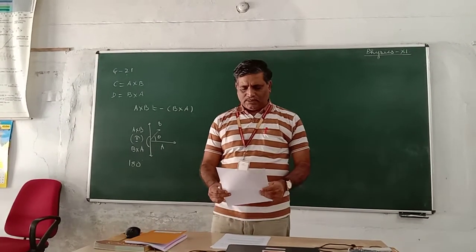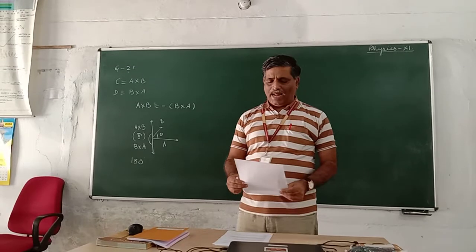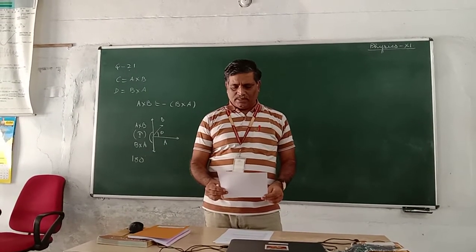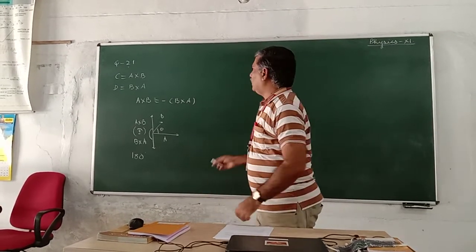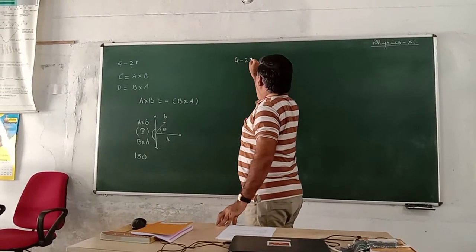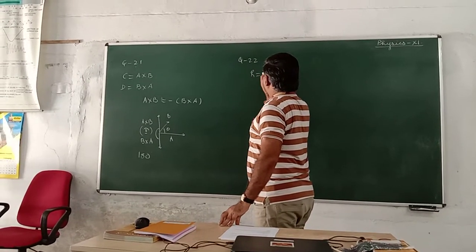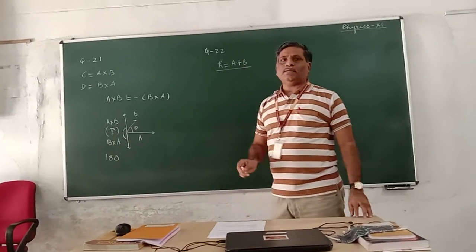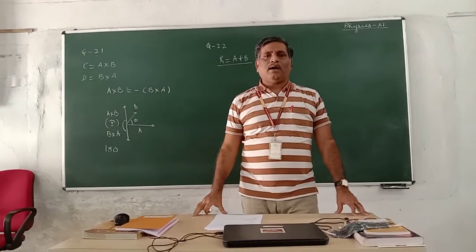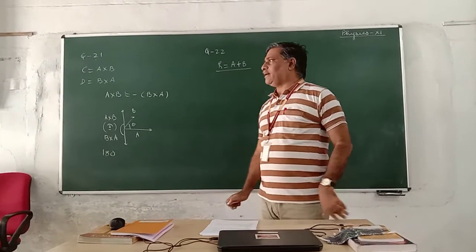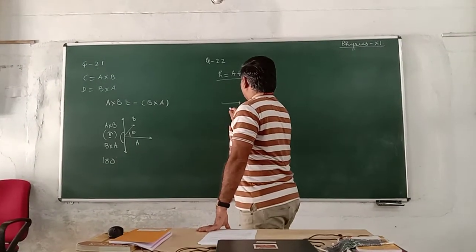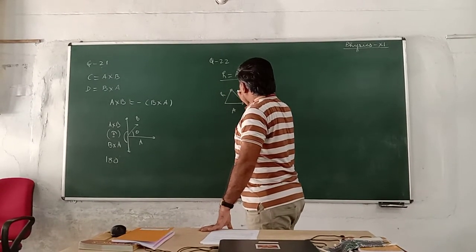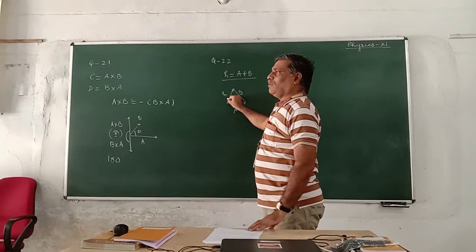Given R is equal to A plus B and R is equal to A, which is equal to B, the angle between A and B is equal to. Question number 22. It is given that R is equal to A plus B. It means that R, A and B are the sides of the same triangle. Suppose this is A, this is B, then this becomes R. A plus B is equal to R.